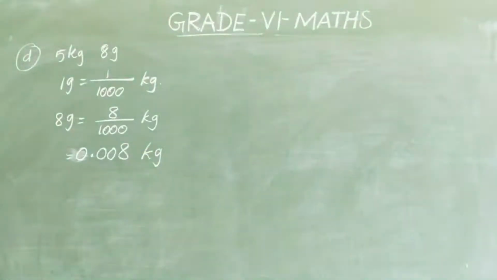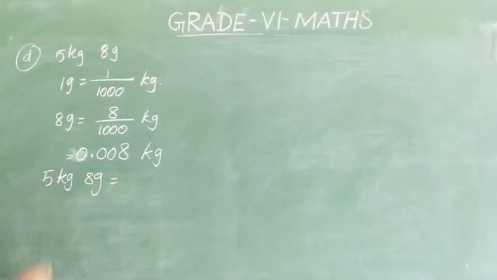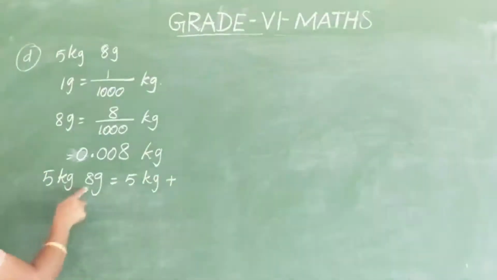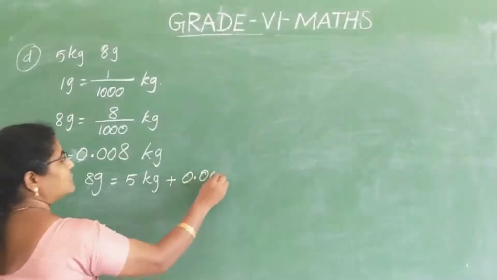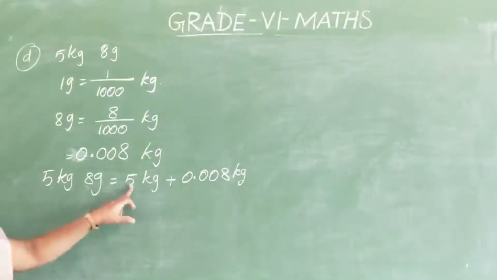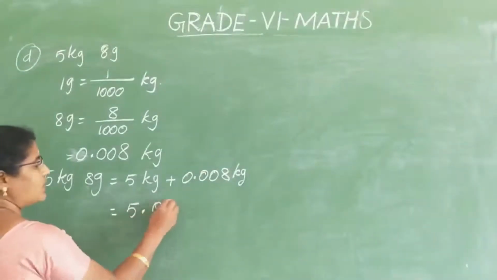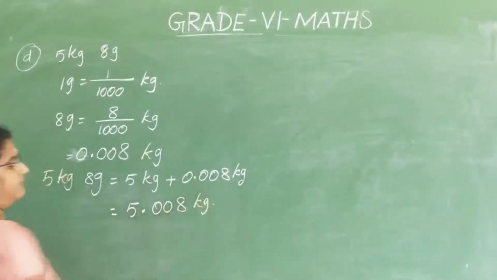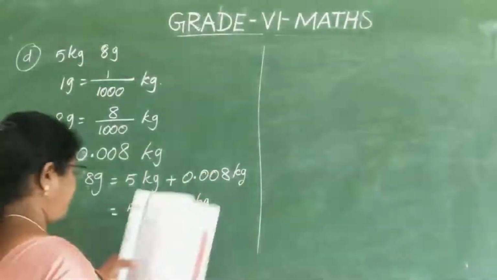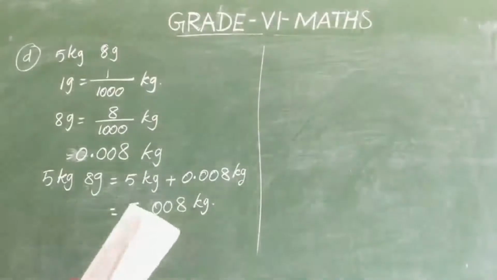0.008 kilogram. Now the given question is 5 kilogram 8 gram. 5 kilogram plus 8 gram, we write it as 0.008 kilogram. Now, whole number, decimal point, write together. 5.008 kilogram. Clear? Okay, next question. Did you write correctly? No doubt at all. Very good. Now we do this.